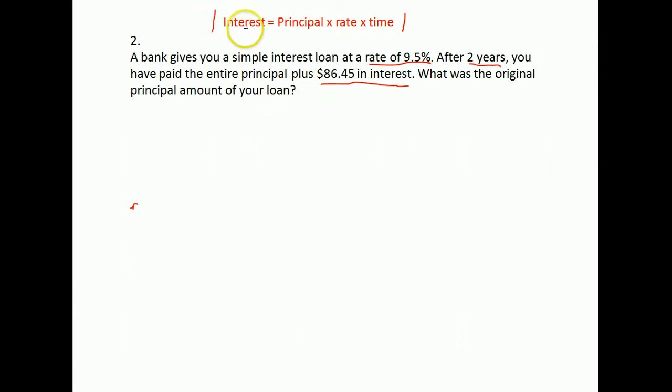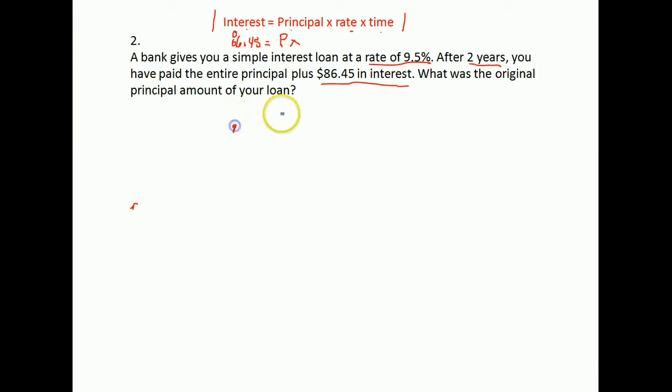And so we're going to go back to this formula because it says we can relate interest is equal to our principal times our rate times our time. So we're just going to put the items that we know into the formula exactly where they are. So it starts with interest. Do we know the interest? Yes, we know the interest was $86.45. That should equal principal. Do we know the principal? No, we don't. Okay, that's what we're trying to find. So I'm just going to put a P there. It's supposed to be times the rate.